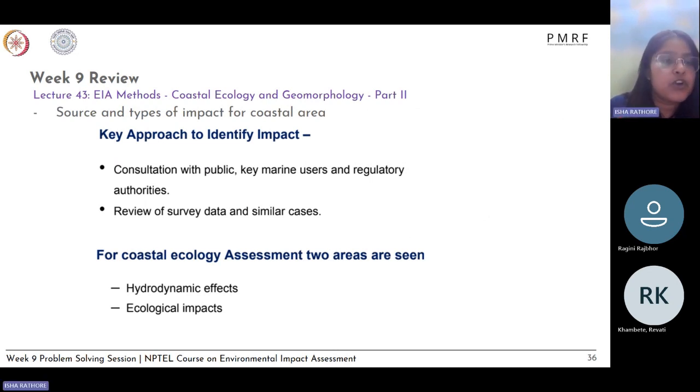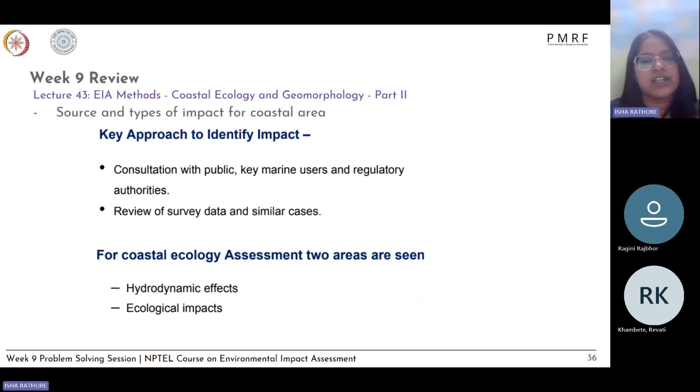Then moving on to lecture 43, which is again for EIA methods for coastal ecology and geomorphology. Here we look at how to do scoping and how to do impact prediction for coastal areas if your development project is in such an area. The key approach to identify impacts in coastal areas is to do consultation with the public, with key marine users and regulatory authorities, and to do a review of the survey data which has been collected, the different sorts of surveys which were undertaken.